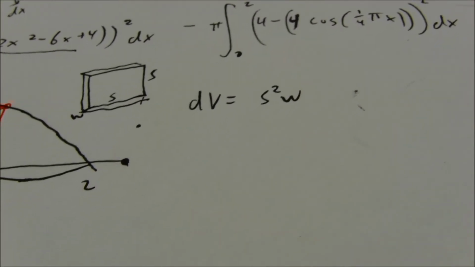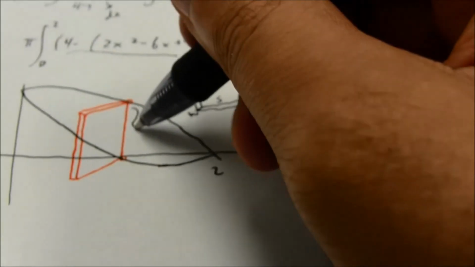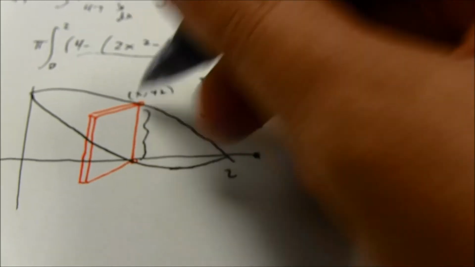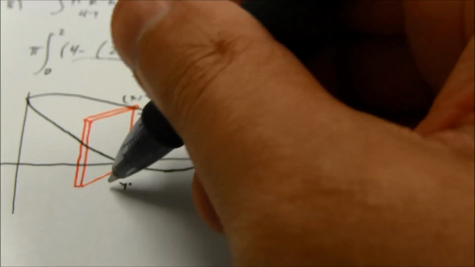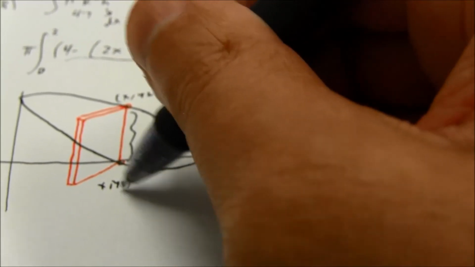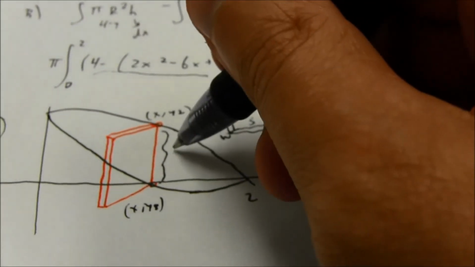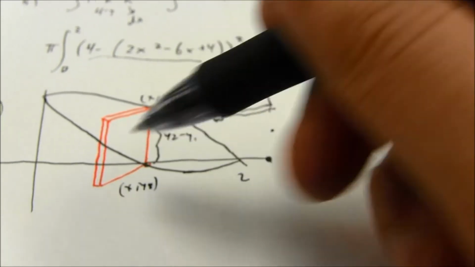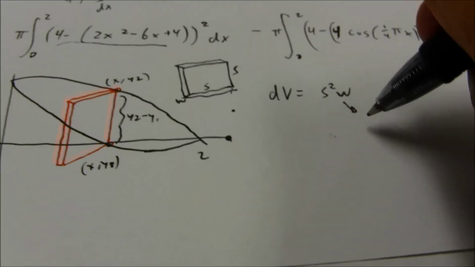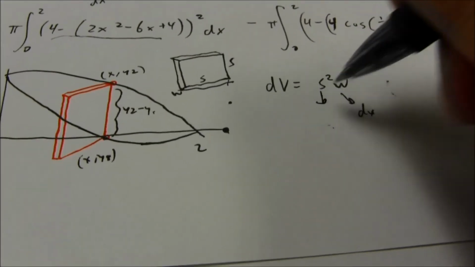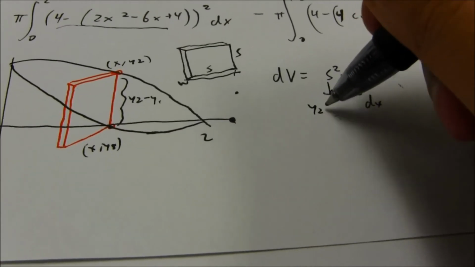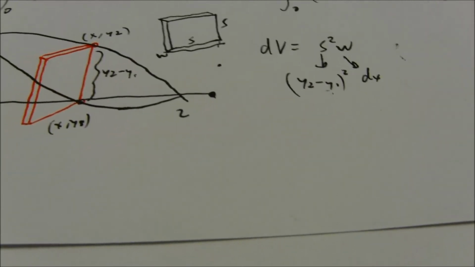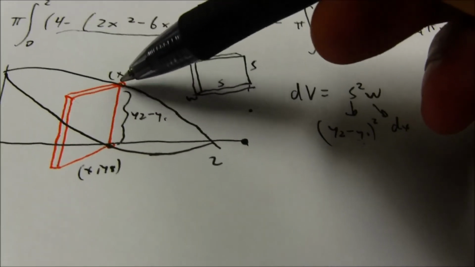Well, if you notice, the side is still vertical. It's just a y-coordinate here minus a y-coordinate there. So it's going to be a y2 minus y1. Again, the width here is an x, and so this is going to be dx. The side lengths need to be in terms of x. It's going to be y2 minus y1, and it's squared. And we'll just write everything in terms of x. Make sure you have the right function on top.